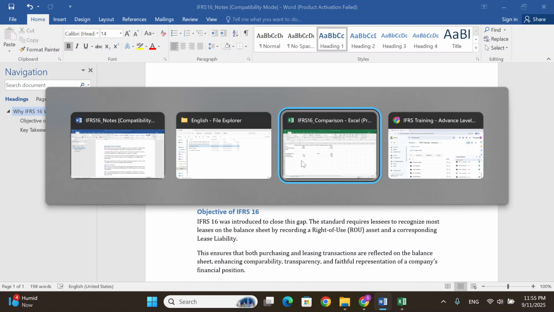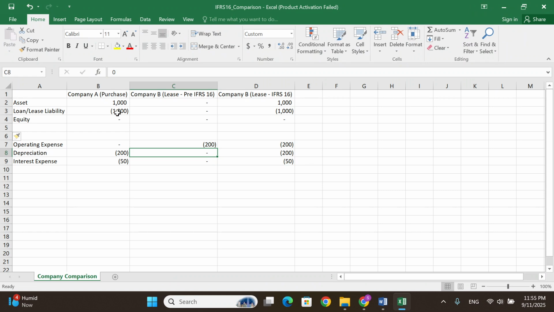If we look at the results, two different companies, company A and company B. One purchases the asset and one leases it. While they are using the same assets and generating the revenue, they have a completely different view of the balance sheet and P&L. So IFRS 16 was introduced to close this gap, and under IFRS 16, this balance sheet and P&L look the same as company A.